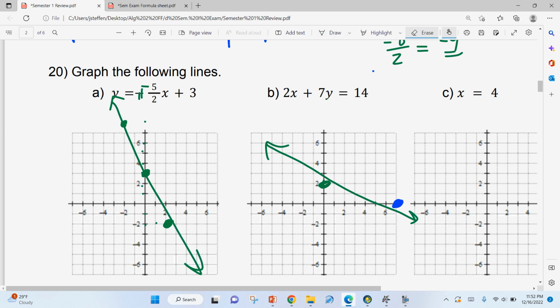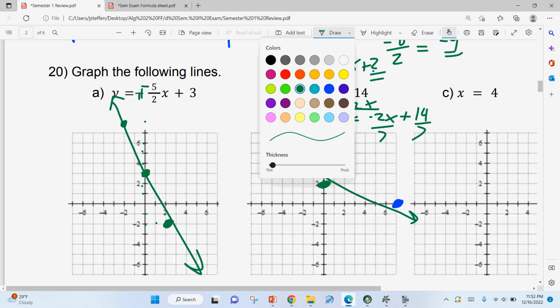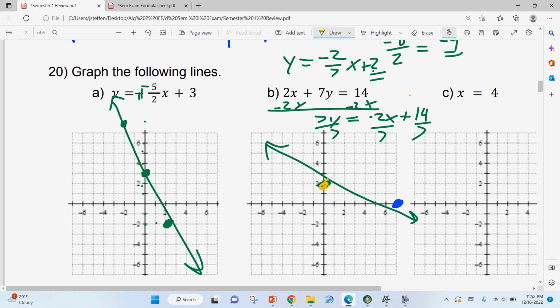The other way you can do this is you could solve this, put it in slope-intercept form. So you'd subtract 2x from both sides. You'd end up with 7y is equal to negative 2x plus 14. Divide everything by 7. You'd end up with y is equal to negative 2 over 7x plus 2. So that's my y-intercept, the 2 right here. And then you go down 2 over 7, which lands you at this point.